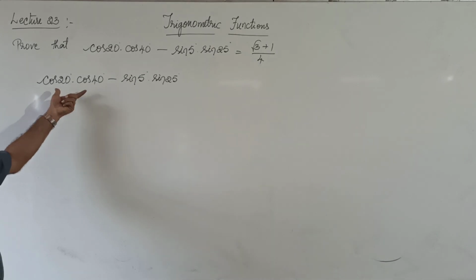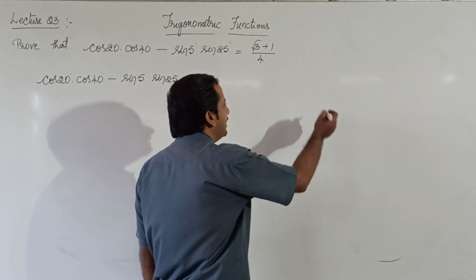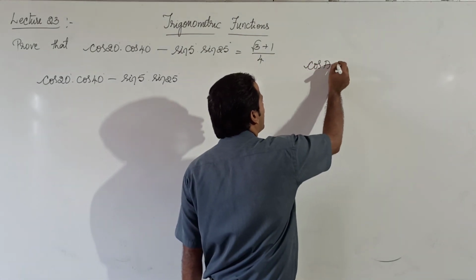Then what else can I do? I can convert this product into sum. How can I do that? It looks like cos A cos B.